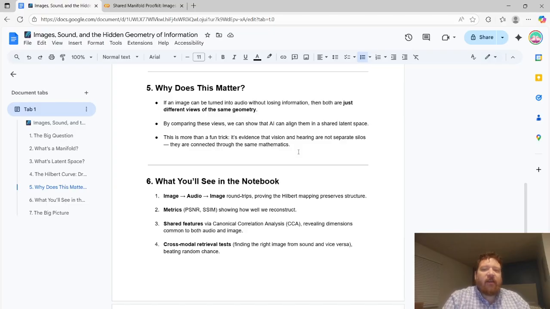It's evidence that vision and hearing are not separate silos. They're connected through the same mathematics. This is deeply important on the physics level because it ties essentially to computational theory in that regard, right? Which is why I'm interested in it and my focus in it on that level, right?